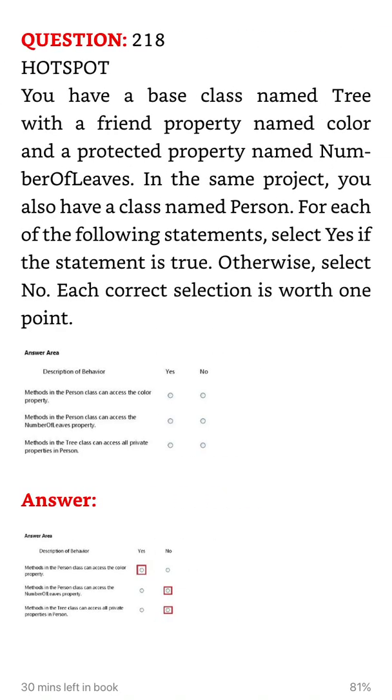Question 218. You have a base class named Tree with a friend property named Color and a protected property named NumberOfLeaves. In the same project, you also have a class named Person. For each of the following statements, select yes if the statement is true. Otherwise, select no. So methods in the Person class can access the Color property. Yes. Methods in the Person class can access the NumberOfLeaves property. No. Methods in the Tree class can access all private properties in Person. No.